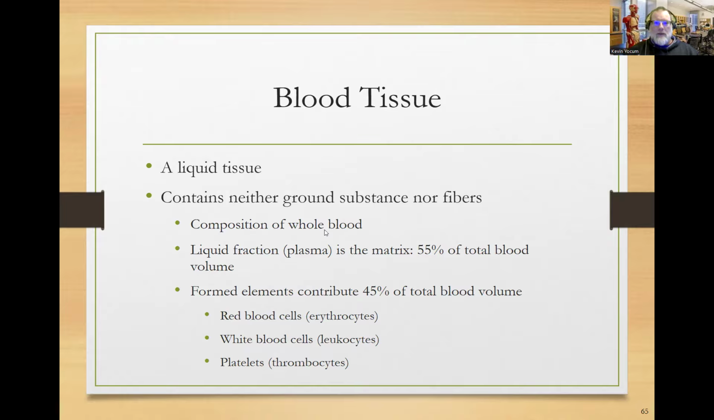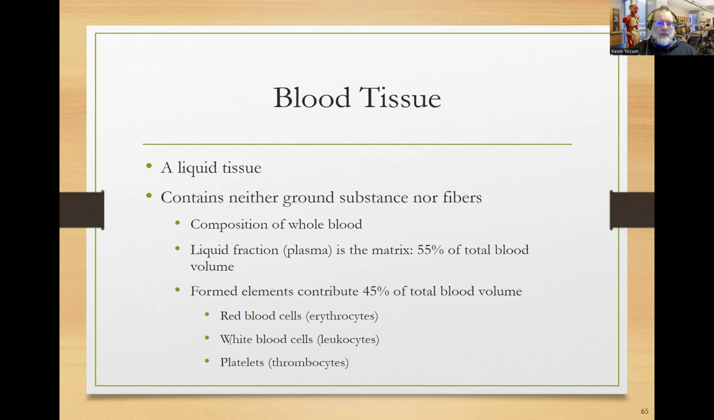It's maybe counterintuitive to think of blood as being a tissue, because you think of tissue as being something of substance. Well, again, blood is a substance. It's a tissue because, by definition, it's cells in a matrix. So that's what we have.